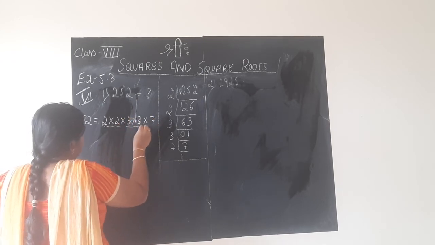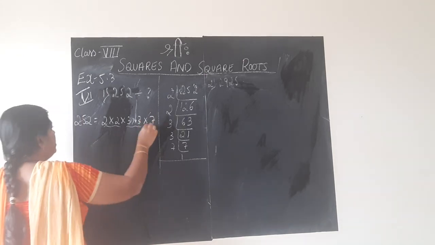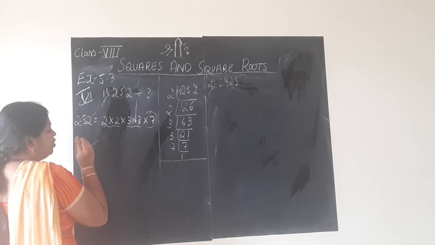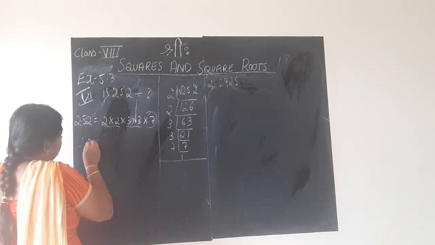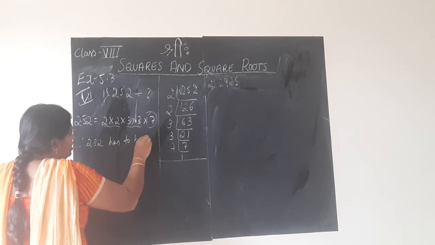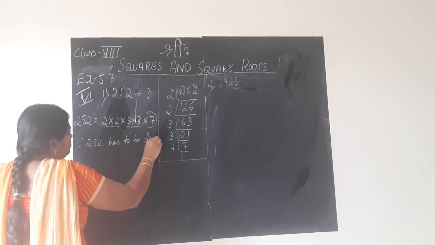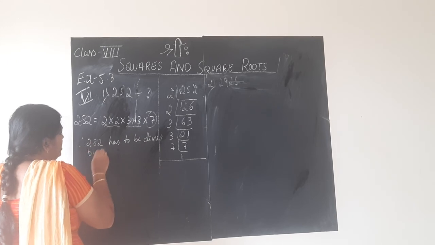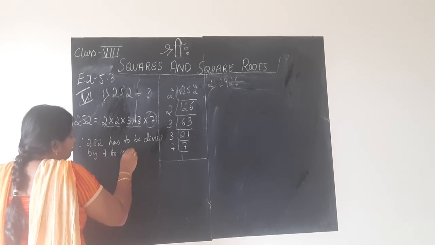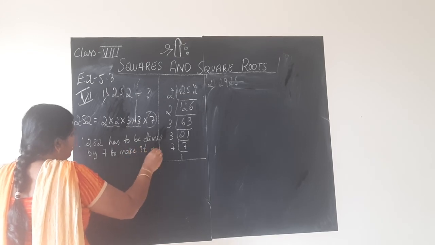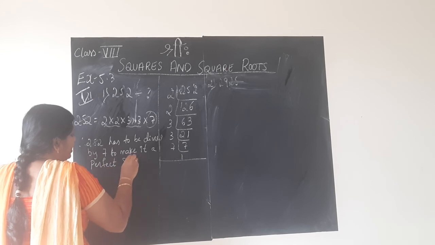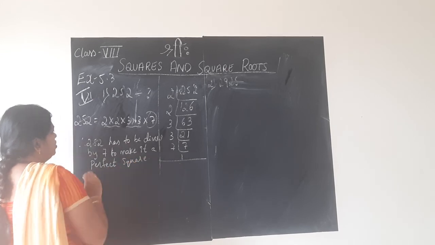Here 2 is in pair, 3 is in pair, but number 7 is not in pair. Therefore, you will write, for one problem I will write, for all the problems you should write: therefore, 252 has to be divided by 7 to make it a perfect square. You will write one sentence like this for all the problems, children.